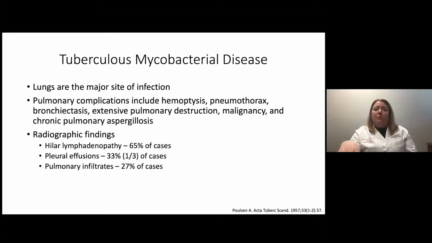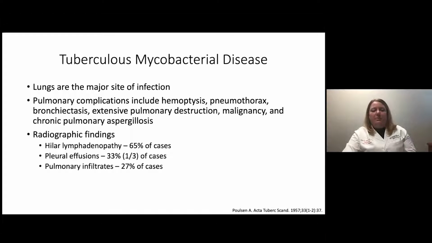So this is just going to be a brief overview looking at tuberculosis and non-tuberculous mycobacterial disease. I know there's a separate talk that you can review as part of the course for tuberculosis for the infectious disease doctor, so this is going to be very brief. But when we're looking at tuberculosis infection, lungs are the major site of infection. The pulmonary complications can be quite a few, and they include hemoptysis, pneumothorax, bronchiectasis, or scarring and distortion of the airways. There can be extensive pulmonary destruction from tuberculosis invading. And then farther down the line, malignancy and chronic pulmonary aspergillosis, which is a chronic fungal infection of the lung, can develop.